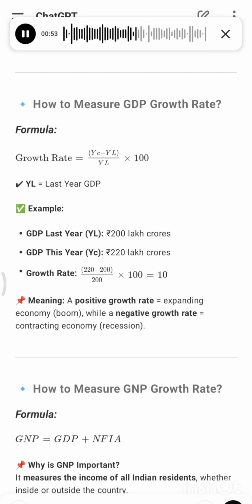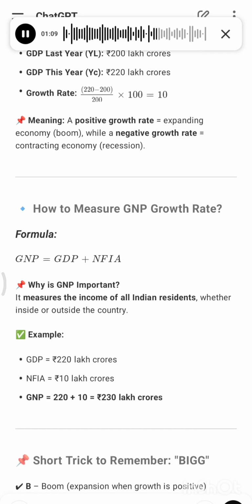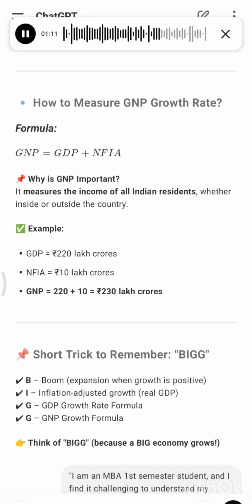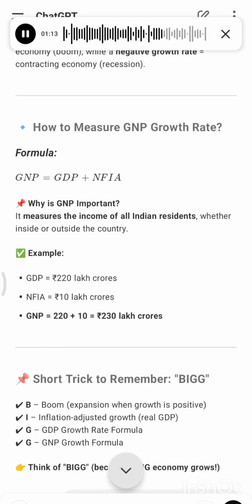Meaning, a positive growth rate equals an expanding economy, a boom, while a negative growth rate equals a contracting economy, a recession. How to measure GNP growth rate? Formula: GNP equals GDP plus NFIA, net factor income from abroad, which equals income earned by Indian residents abroad minus income earned by foreigners in India. Why is GNP important?